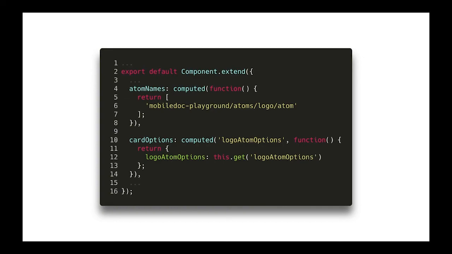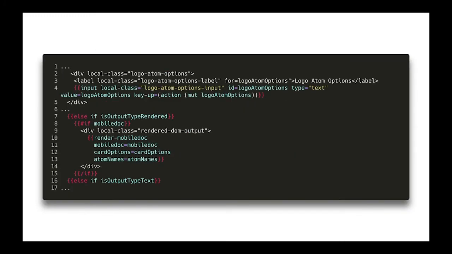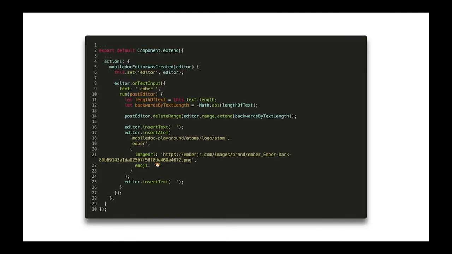I'm going to set the key of logo atoms options to the value of logo atoms options, which is coming off an input we're going to put on the template. That's shown on line 4, and it'll appear just above the output area in the demo application. I also need to pass the card options to the DOM renderer. You can see that on line 12. Finally, we need to set the emoji to use when our text is matched. You can see that on line 22.